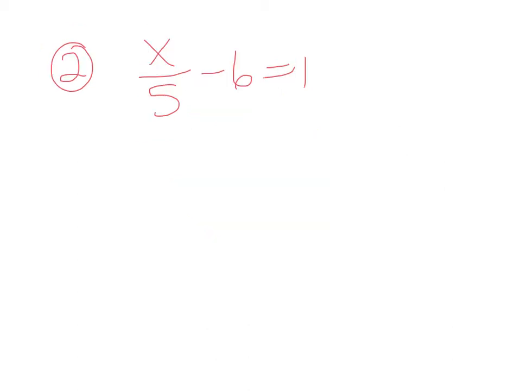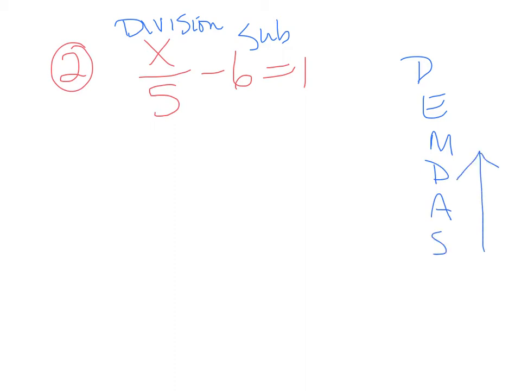Alright, next one. So the x over 5, remember this is division. Okay, remember the denominator is always division. And then we have subtraction. So, okay, we are going backwards order of operations. So we're going to look for addition and subtraction first. Separate my equation. Okay, and I have a minus 6, so an inverse of minus 6 is plus 6.